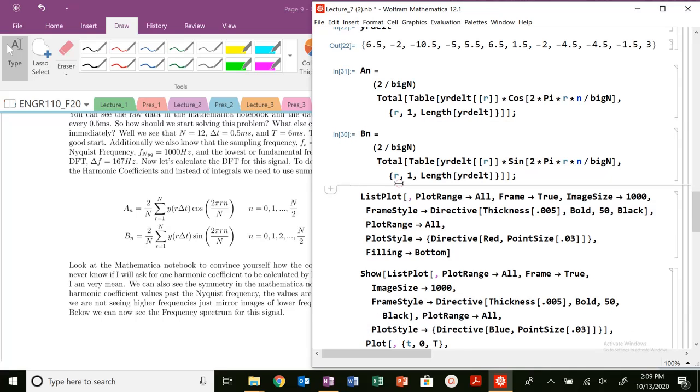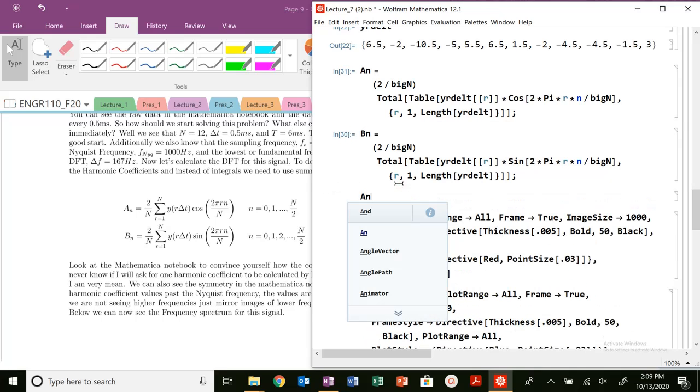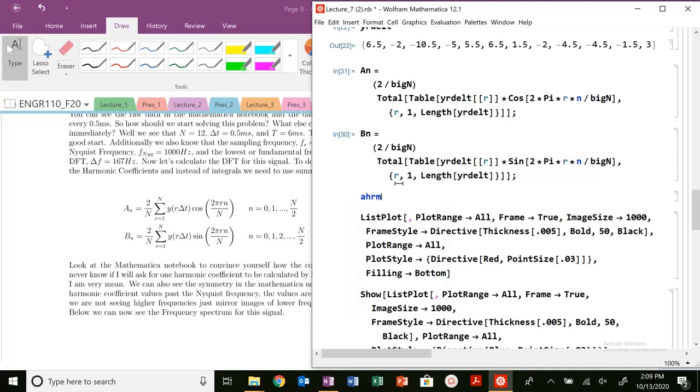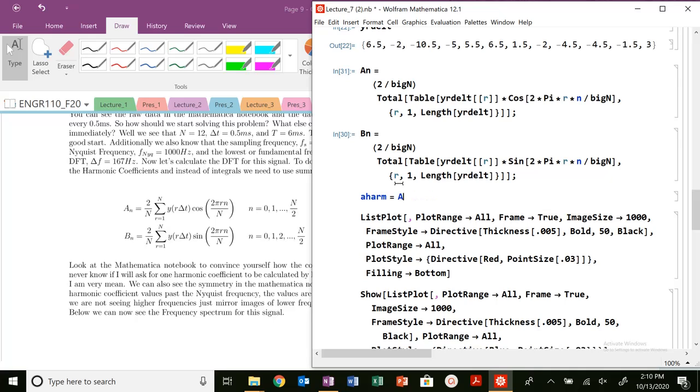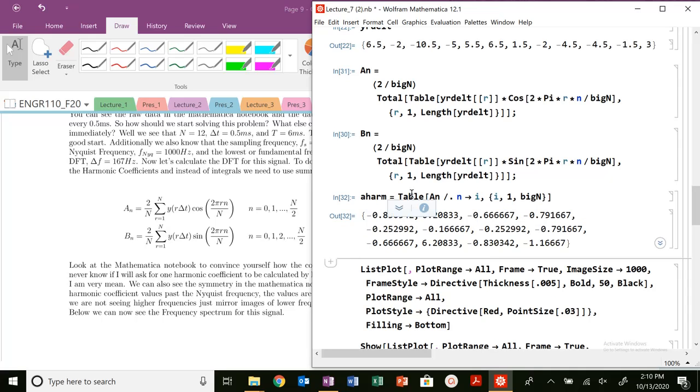So if I want to calculate my harmonic coefficients, my A sub n, let's call this my A harm. It's going to be my A sub n slash dot n goes to, let me make a table. And where do I want to integrate this to? Actually, this is where we're going to show why we have to stop at n over 2, our Nyquist frequency. So n goes to i, I'm going to iterate from i goes from 1 to the length of big N. Let's just say big N. How about this? So those are my values.